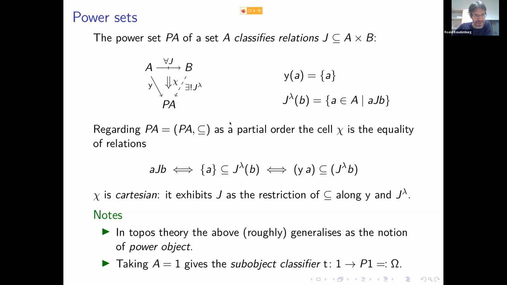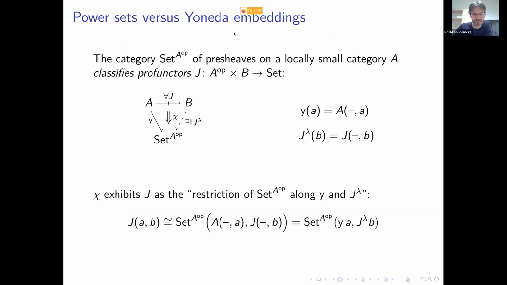Right, so this is power objects, sub-object classifiers, and power sets. Now let's look at classical Yoneda embeddings. They form a similar universal property. So the category of presheaves on a locally small category A also classifies something. It classifies profunctors from A to B.